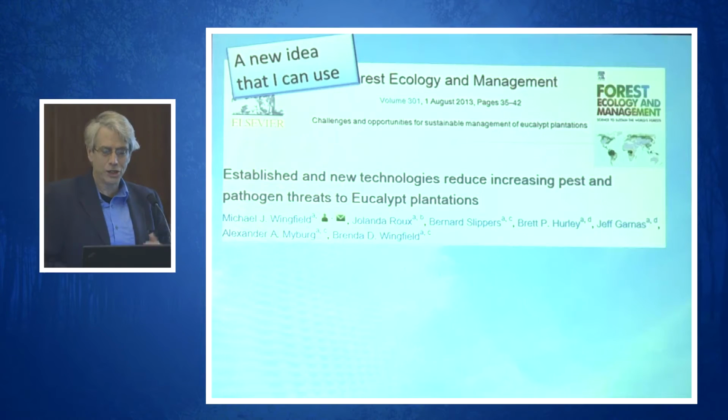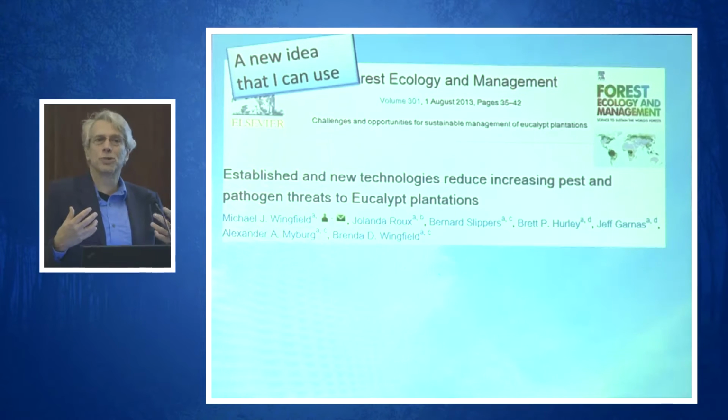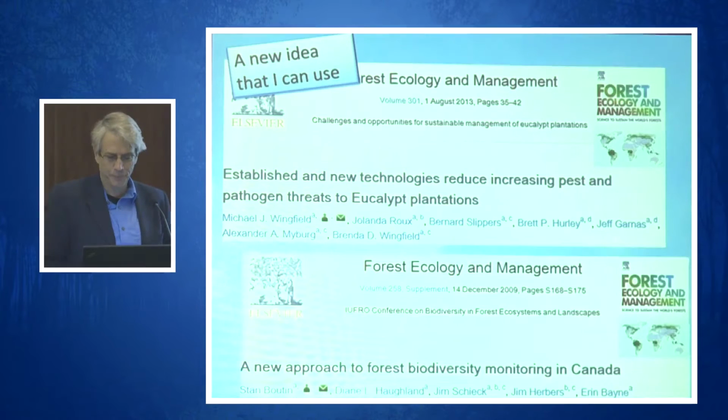So for a new idea that I could use, an example might be technologies that will reduce the problems with pests and pathogens in eucalyptus plantations. Eucalyptus plantations occur around the world in the warmer parts of the world, and it's easy to imagine that technologies for reducing the problems with insects and diseases would be of broad interest to many people.